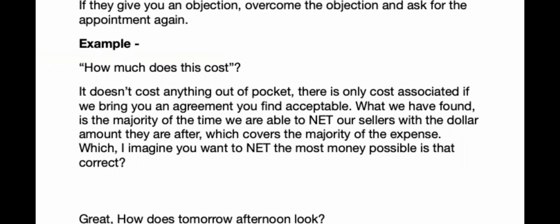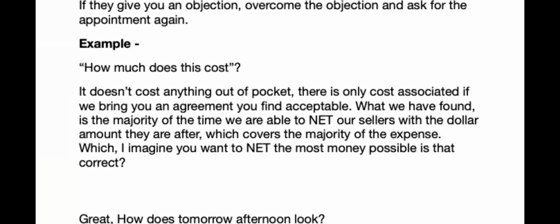And what we have found is the majority of the time, we're able to net our sellers the dollar amount they're after, which covers the majority of the expense, which I'd imagine you want to net the most money possible. Is that correct? Because what that does is it's overcoming the objection and then gaining agreement, which is a tie down, and it's getting them to say yes, which gets them back on the right path to allowing you to come see the home. So I'll say, which I imagine you want to net the most money possible. Is that correct? And they say, yeah. Okay, great. How does tomorrow afternoon look?